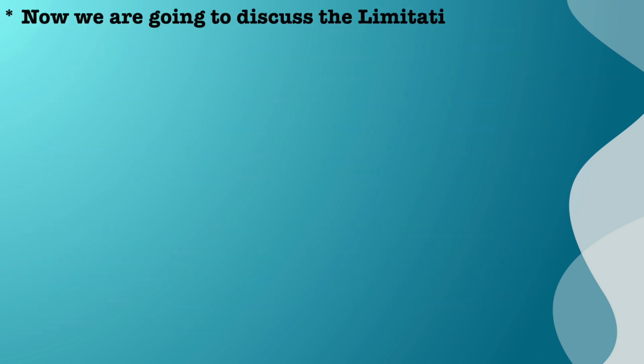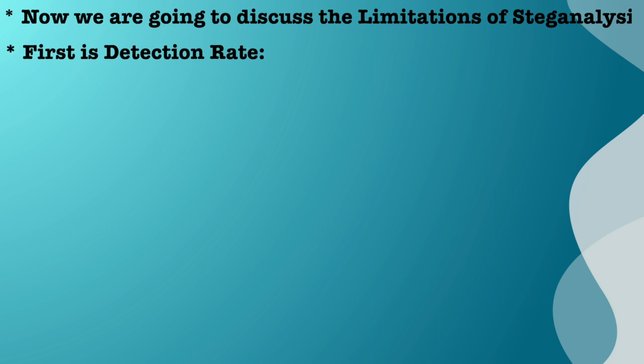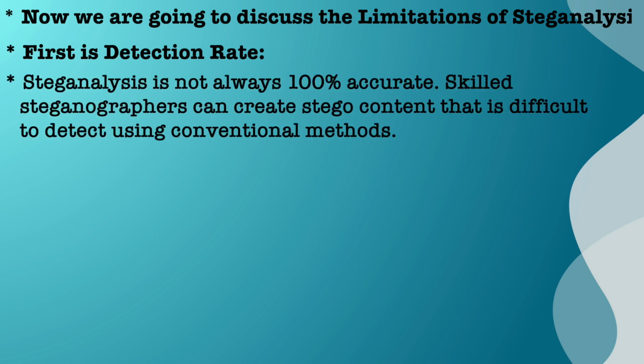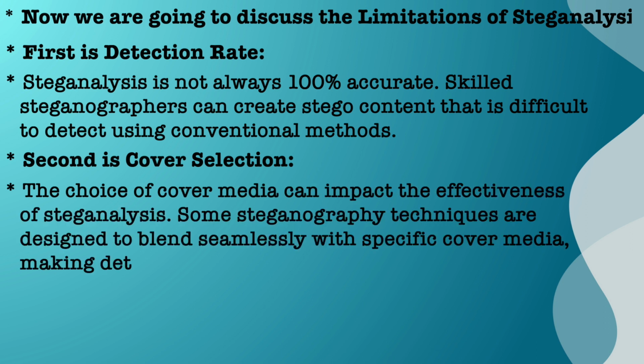Now we are going to discuss the limitations of steganalysis. The first limitation is detection rate. Steganalysis is not always 100% accurate. Skilled steganographers can create a stego image that is difficult to detect using conventional methods. The second is cover selection. The choice of cover media can impact the effectiveness of steganalysis.